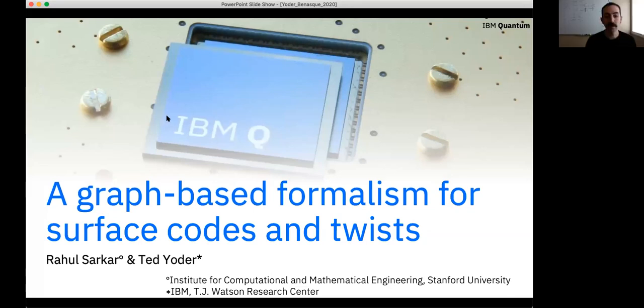That brings us to the last speaker of the workshop, Ted Yoder from IBM. Ted is going to tell us about some joint work with Raul Sarkar about a graph-based formalism for surface codes and twists.